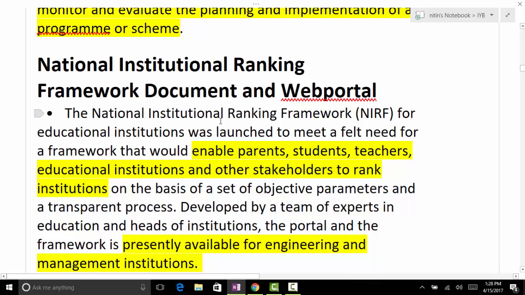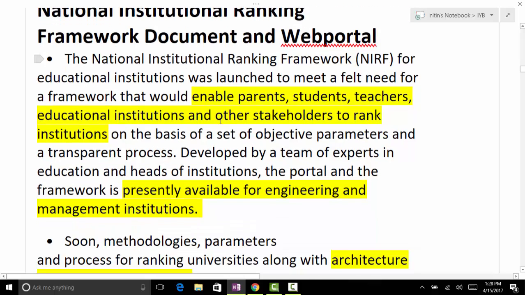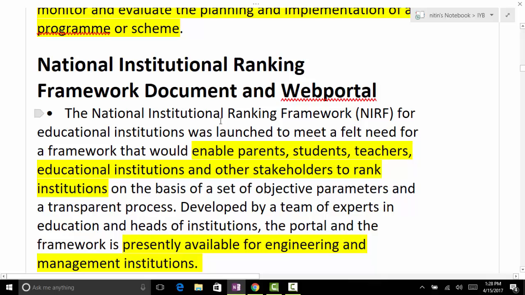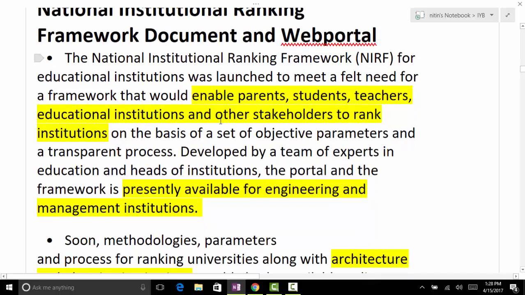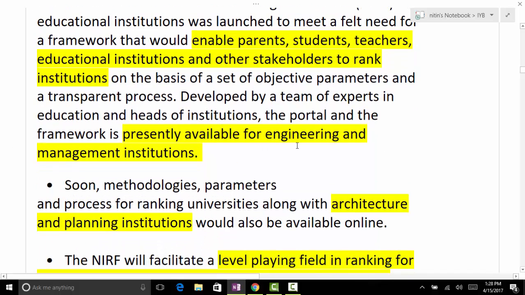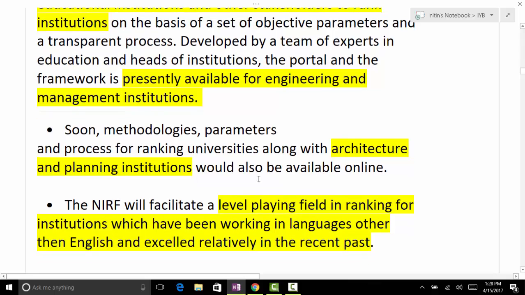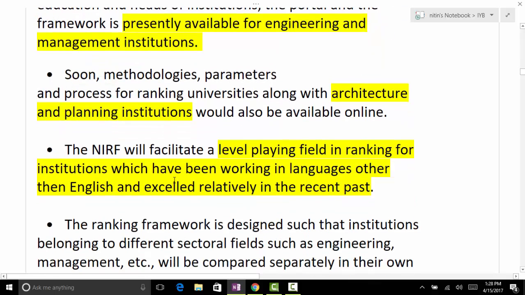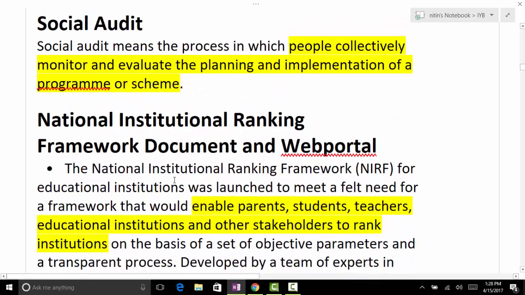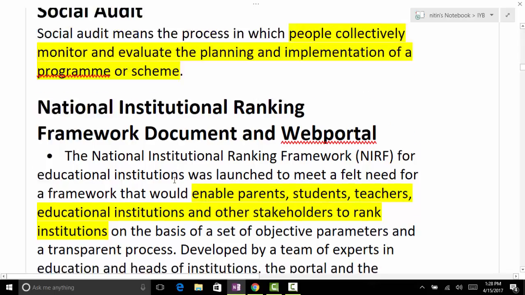The National Institutional Ranking Framework documents in the web portal. So there will be ranking of the institutions, and the different stakeholders will be able to rank the institutions. Presently it's available for engineering and management institutions. In future, architecture and planning institutions will also be brought in. It's the National Institutional Ranking Framework.